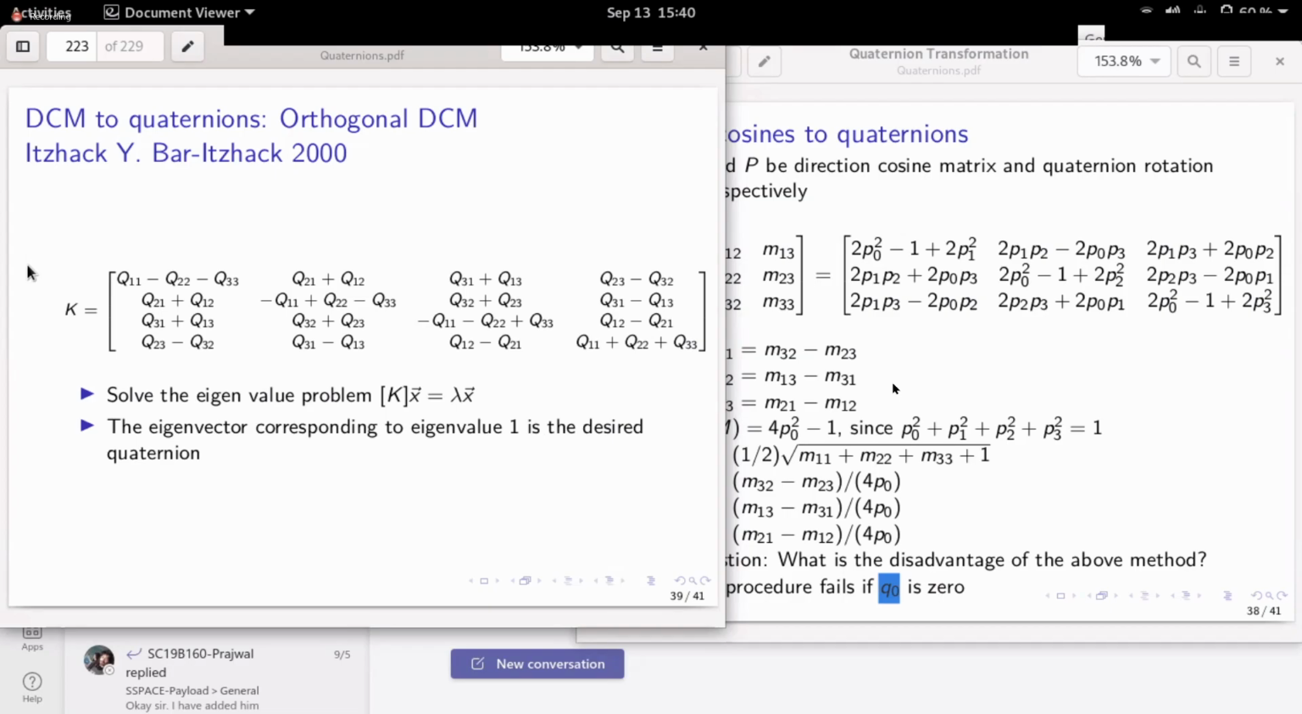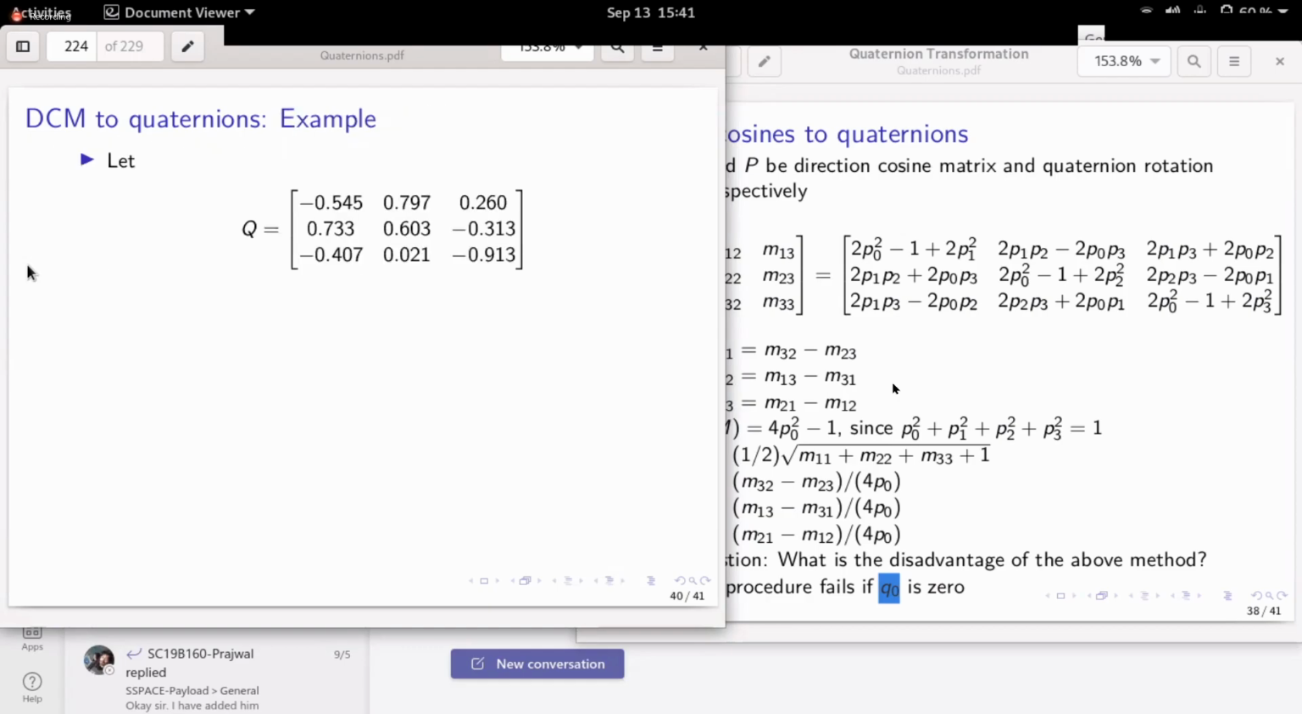So basically, the eigenvector corresponding to eigenvalue 1 is your desired quaternion. Is the statement clear? I am not proving anything here. You are given a DCM matrix. From the DCM matrix, compute the 4 cross 4 matrix which is shown here. For this 4 cross 4 matrix, compute the eigenvalue equal to 1, and then compute the eigenvector corresponding to eigenvalue 1. That eigenvector will represent the quaternion corresponding to the DCM matrix under consideration.